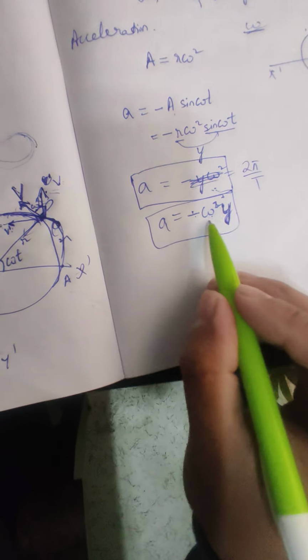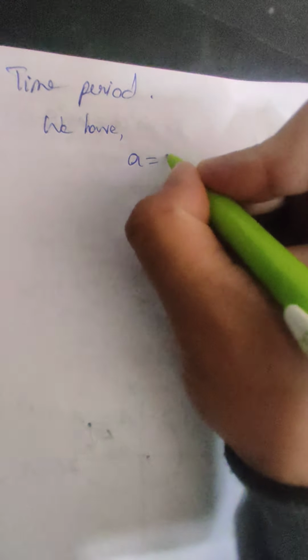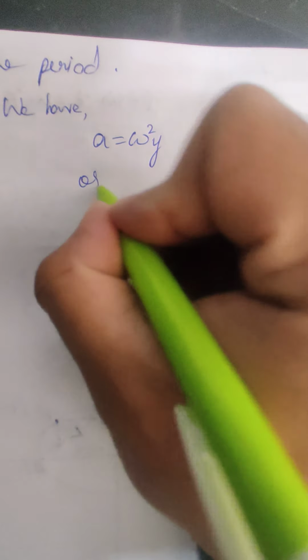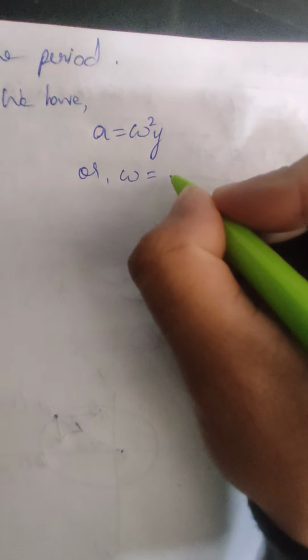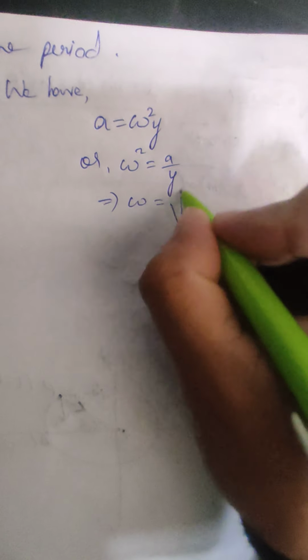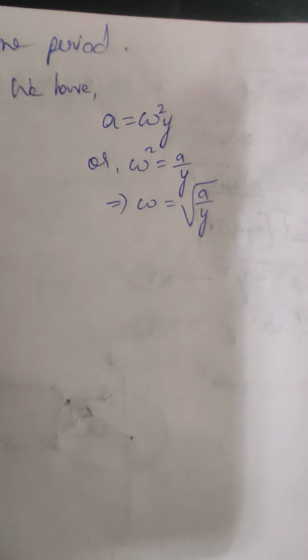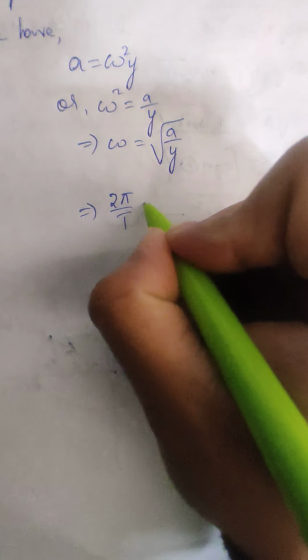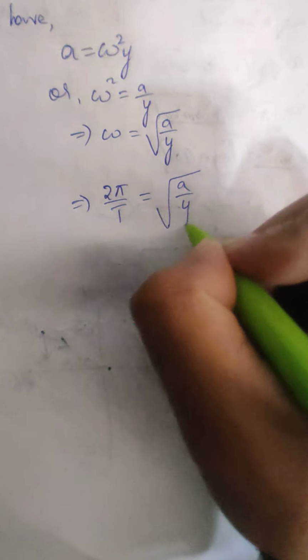Now we will use the previous answer, a equals omega square y. This time I will not put negative. We have a equals omega square y. So what is omega? If we want to solve the value of omega, omega square will be a by y, right? Which means that omega is equal to root a by y. Now, what is omega again? Omega is 2 pi by T, right? 2 pi by T is equal to root a by y.